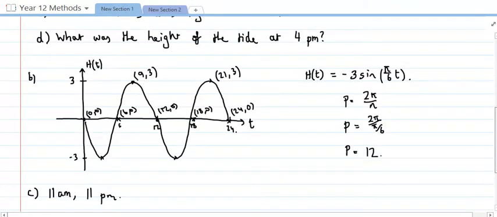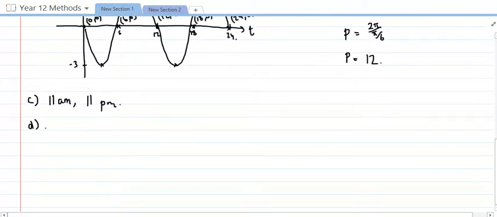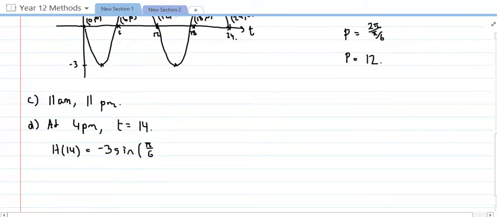So the last part, what was the height of the tide at 4 p.m? So at 4 p.m, the value of t is going to be 14. That's 14 hours after 2 a.m. So we can say that h of 14 is equal to -3 sine of pi on 6 times 14. And we can simplify that down to -3 sine 7 pi on 3.